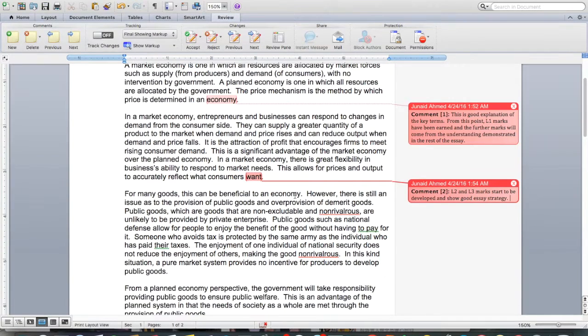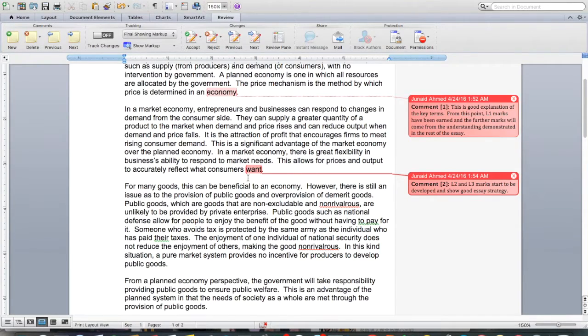Okay, let's keep reading. So now I'm thinking L3 and L4 are coming. Sorry, L2 and L3 are coming. Let's see what the next paragraph is like. If it follows the same thought process of this one I've just read, then we're in good shape.